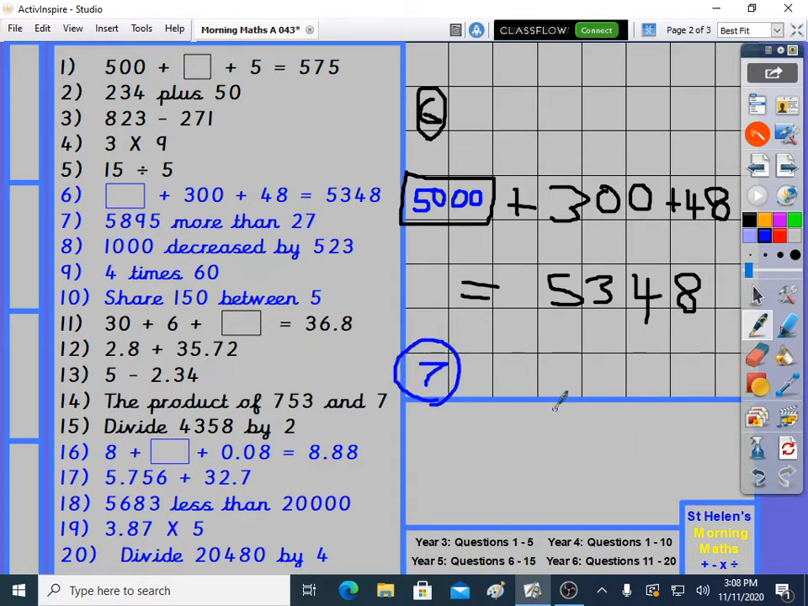Question 7. 5,895 more than 27. More than is plus. It's plus. I'm going to put the biggest number at the top. We're only adding quite a small number.